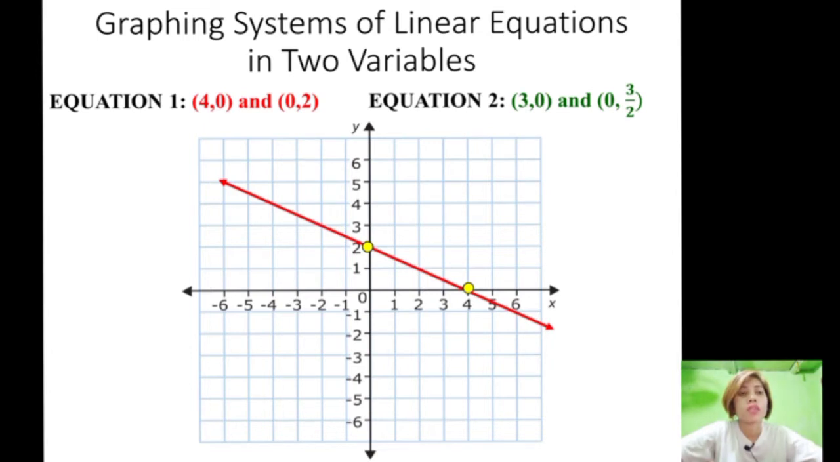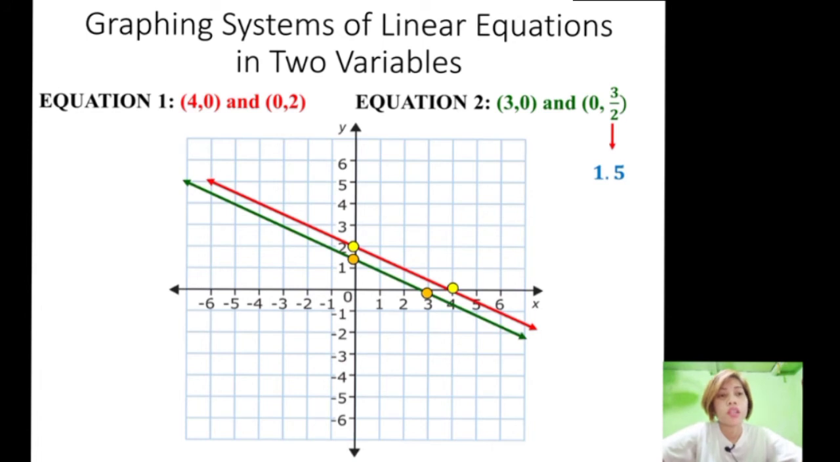And then, for equation 2, (3, 0). So, 3 ay nasa x-axis. So, ayan po yun. And then, (0, 3 over 2). So, yung 3 over 2, pwede natin siyang gawing decimal. So, pwede rin siyang 1.5. So, 1.5 means 1 and a half. So, 1 and a half ay nasa gitna ng 1 and 2 sa y-axis. So, saan po yan? Ayan po yung gitna. And then, ipag-join po natin dalawang points.